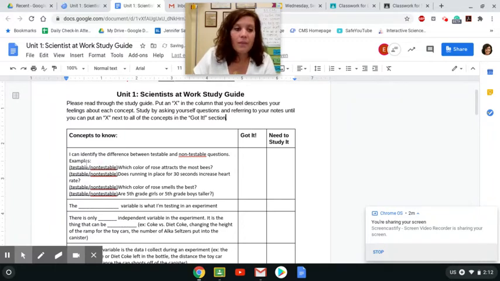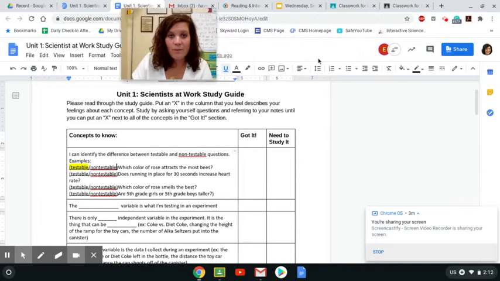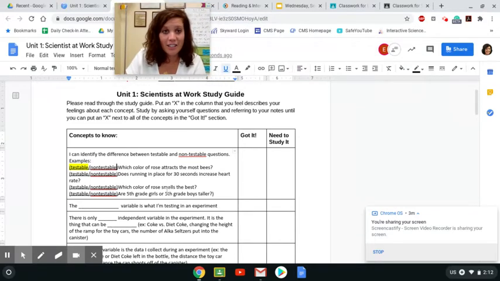For example, it says, I can identify the difference between testable and non-testable questions. Which color of rose attracts the most bees? You are going to decide if that's testable or non-testable. I'm going to do this one for you. This is testable. We can set up a test. I'm going to highlight it for you. We can set up a test and we can study the amount of bees visiting different colored flowers. We can measure that data, record it in a data table. So this is testable.